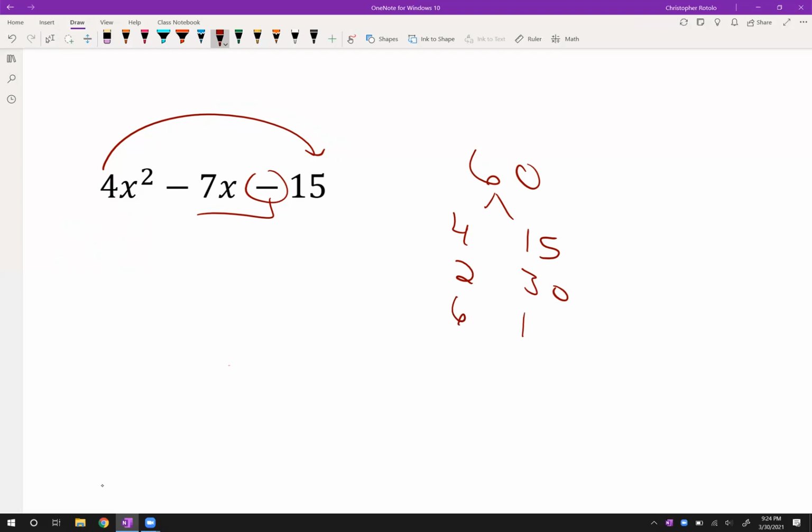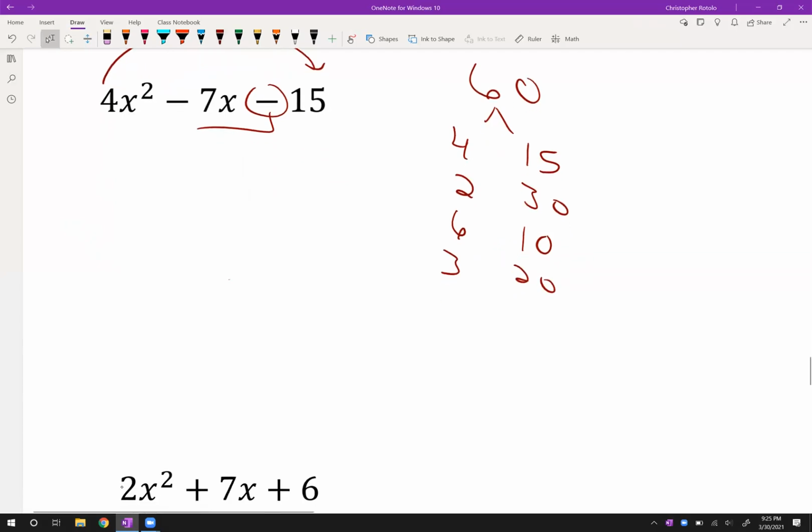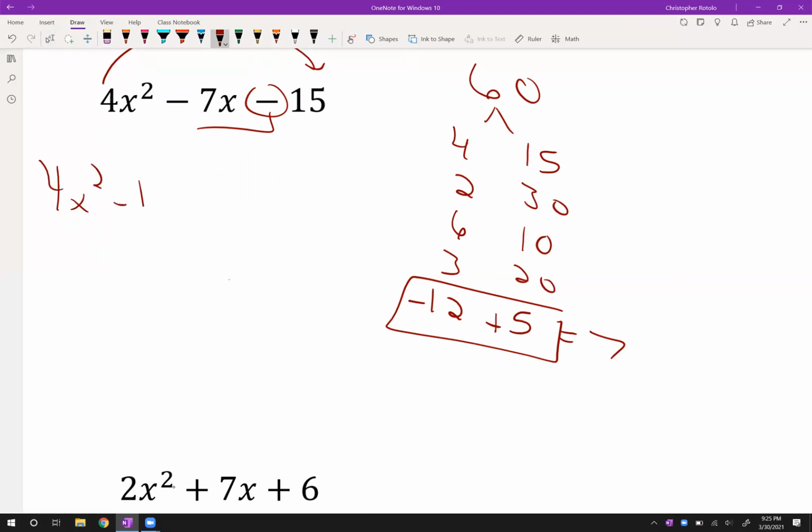What if I tried 6 and 10? Right, because 6 times 10, so we kind of start over and that gives a couple places to go. Well, what would we get? We get 3 and 20, right? Half of 6, double that. Well, that got me a further spread. I don't really like that direction there. So let's make the 6 into a 12, and that means the 10 has to go into a 5. Hey, there we are. Now we're 7 apart, and we want negative 7. So I'll make negative 12 and plus 5. So 4x squared minus 12x plus 5x minus 15.